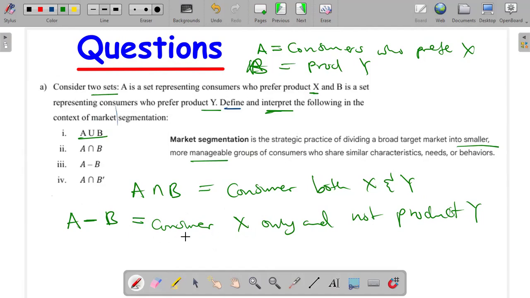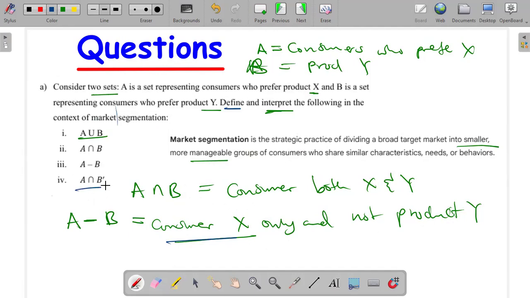So how do we interpret this? The interpretation is that it makes a niche or a segment of loyal consumers to product X. This tells us those that are loyal consumers to product X, because they only like product X and they don't like product Y. So that's how we can interpret it.